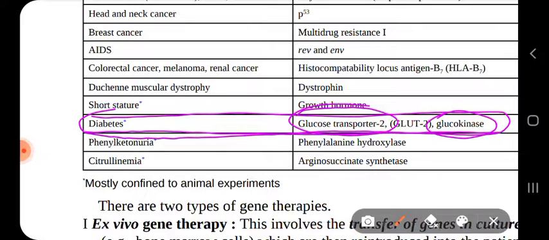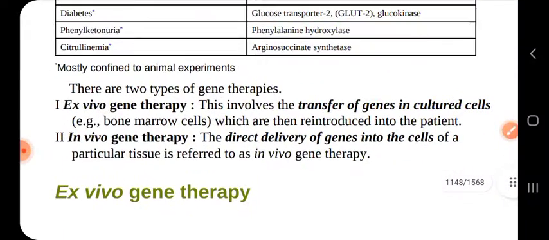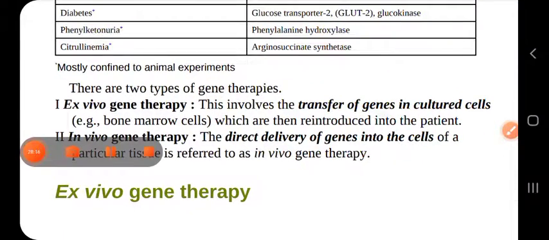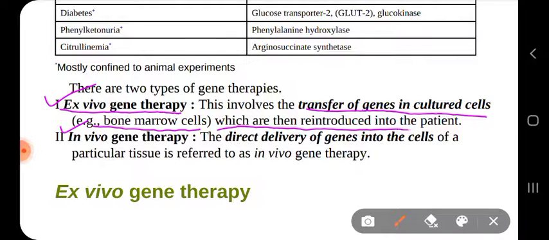So we are now going to discuss ex vivo gene therapy and in vivo gene therapy. So what does ex vivo gene therapy mean? These are the two main broad approaches. Ex vivo gene therapy means transfer of a gene into cultured cells like bone marrow cells, which are then reintroduced into the patient.